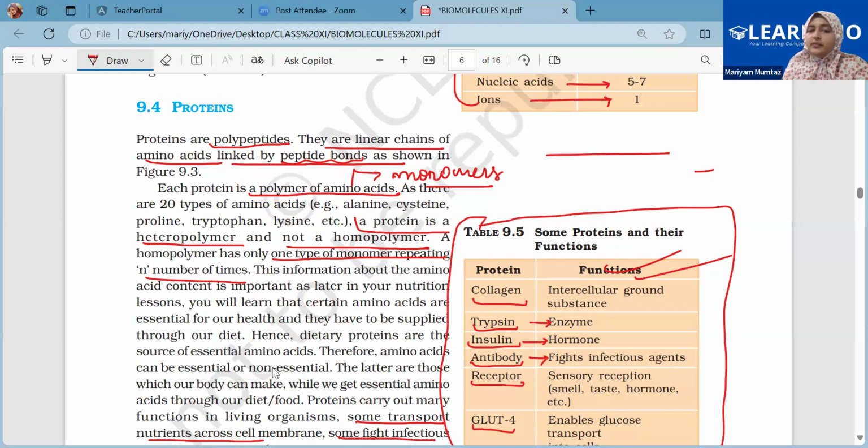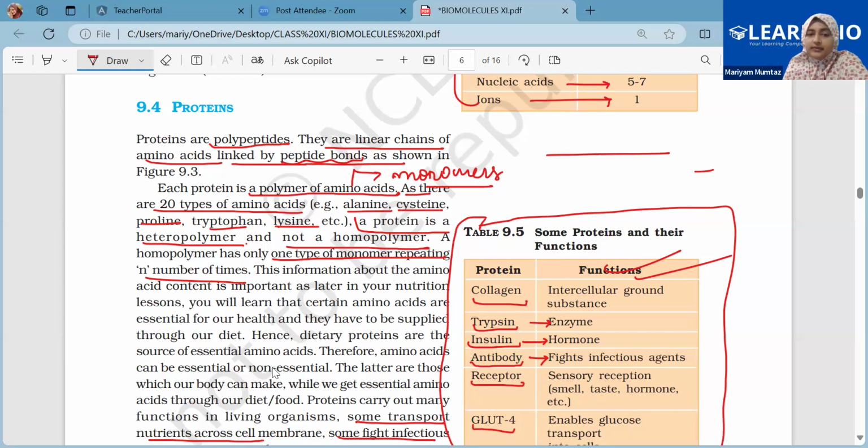Each protein is a polymer of amino acid, as there are 20 types of amino acids. Example, alanine, cysteine, proline, tryptophan, lysine, phenylalanine. So many amino acids are there. A protein is a heteropolymer. Heteropolymer means that it is made up of different kinds of amino acids, not the same kind of amino acid. Now, a homopolymer has only one type of monomer repeating n number of times.